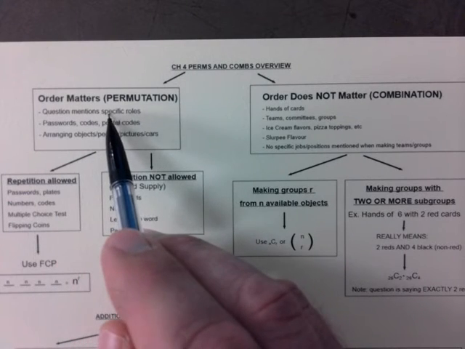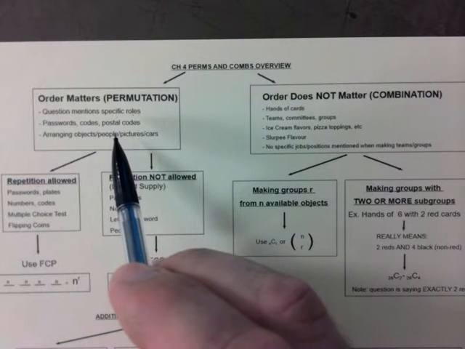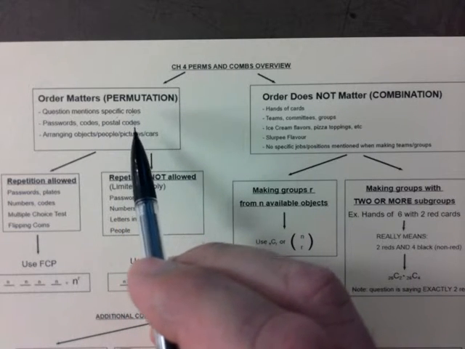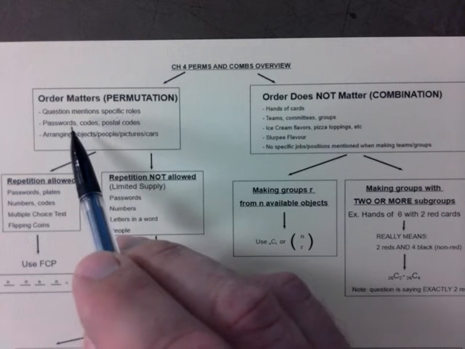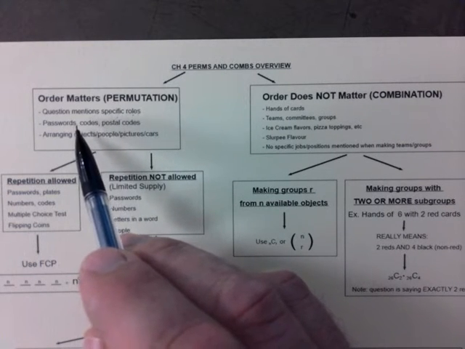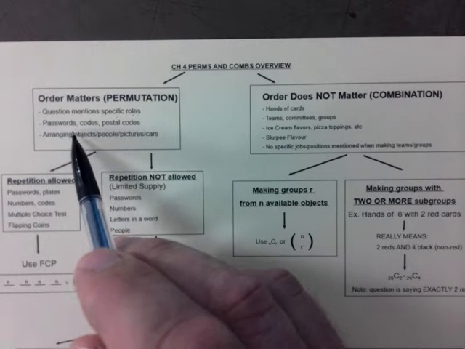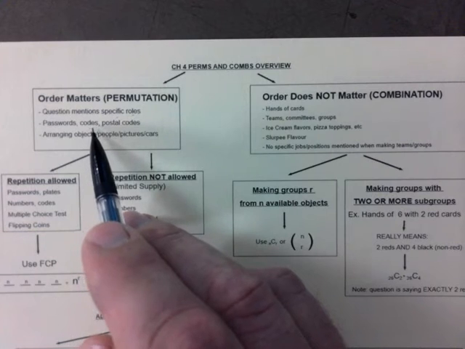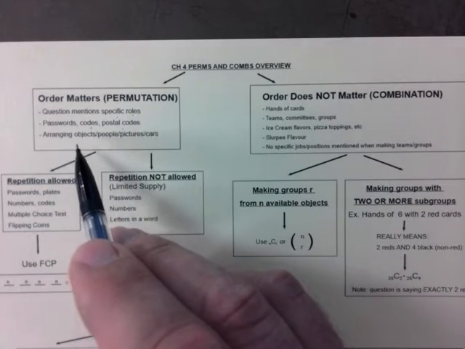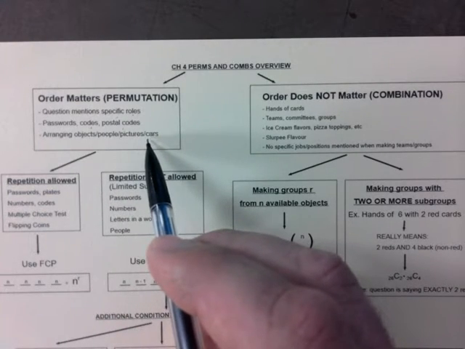If you have specific roles like president, vice president, secretary, or coming in first, second, and third place, things like that should be an indicator that this is a permutation. Password is a dead giveaway, because even if you get the case wrong, lower versus upper, or type 1001, it's the wrong password. So order matters. Codes, postal codes, license plates, stuff like that all fall under the permutation category, okay?